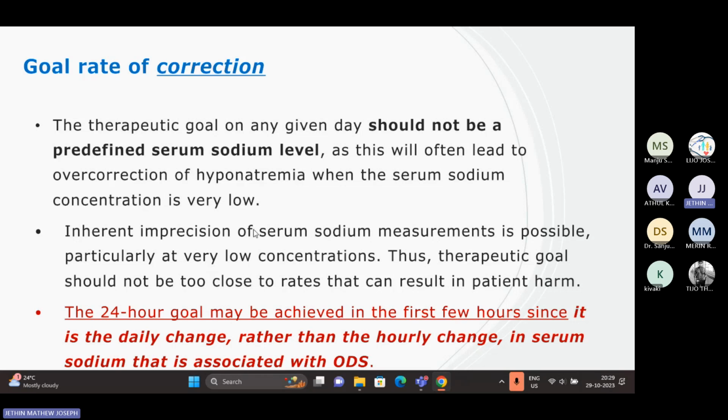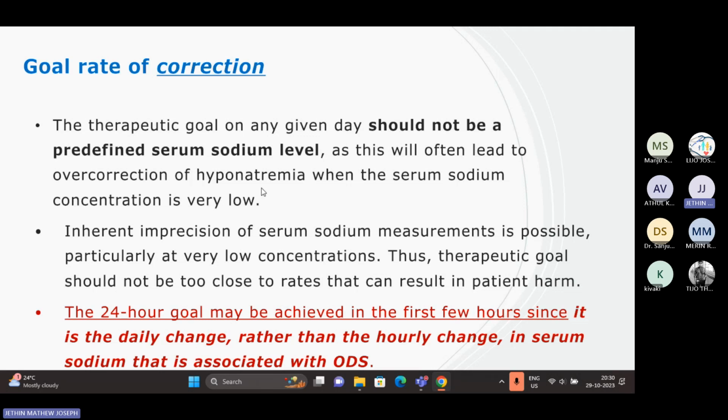There is also inherent imprecision of serum sodium measurements, particularly at low concentrations. So therapeutic goals should not be too close to rates that can result in patient harm. So the 24-hour goal may be achieved in the first few hours, since it's the daily change rather than the hourly change in serum sodium that is associated with ODS.